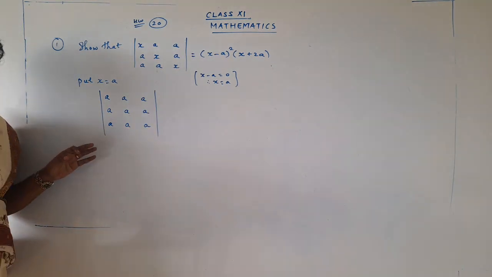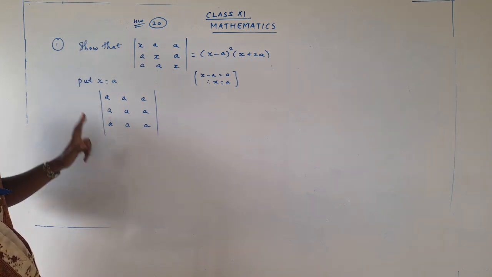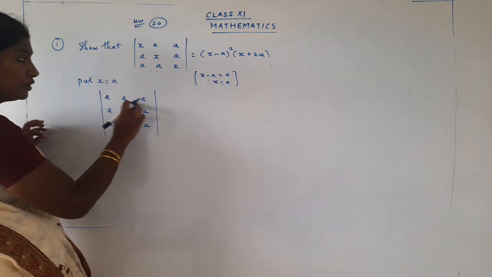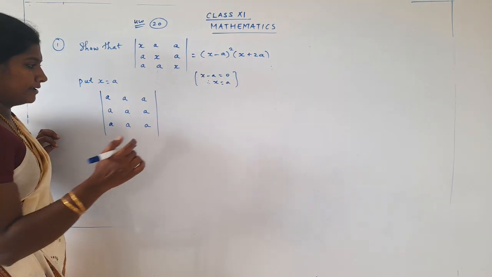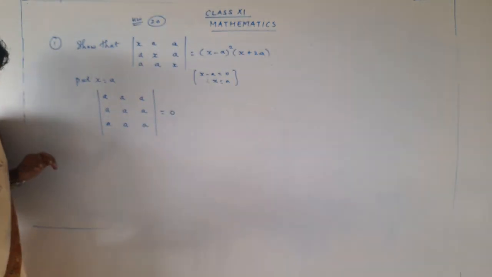Okay. So now this was like our first point. When you are putting x is equal to a, and if you get some of the rows identical. So here how many rows are identical? 3 rows are identical. So you can say for all the answers the same, I will get the answer as 0. Are you getting my step, children?